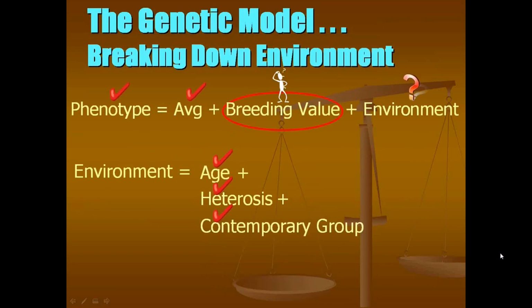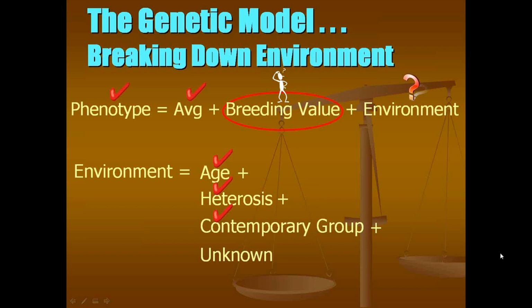So now we've covered three components of environment: age, heterosis, and contemporary group, and we can do a very good job of assessing them. We can essentially adjust for all of those environmental factors. Is there anything left? Well, in fact, there is. And this is a real fly in the ointment. Unknown environmental effects. It is the thing that gives animal breeders nightmares.